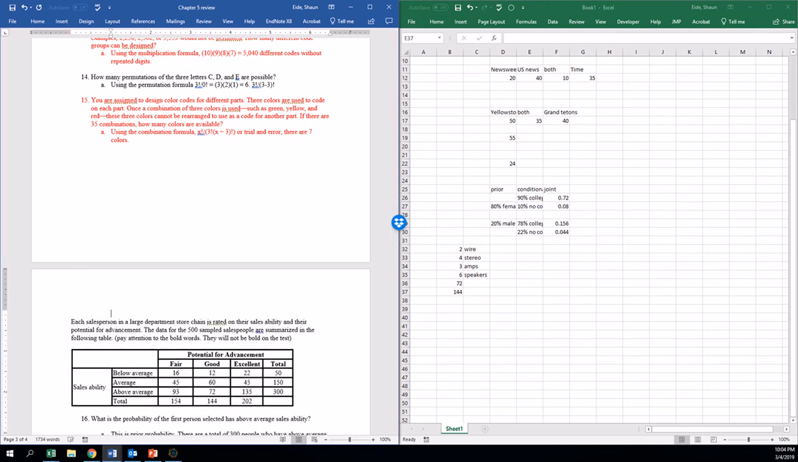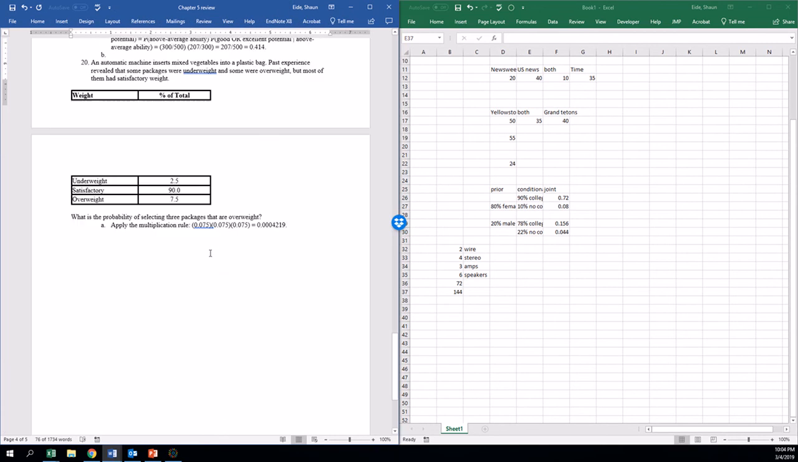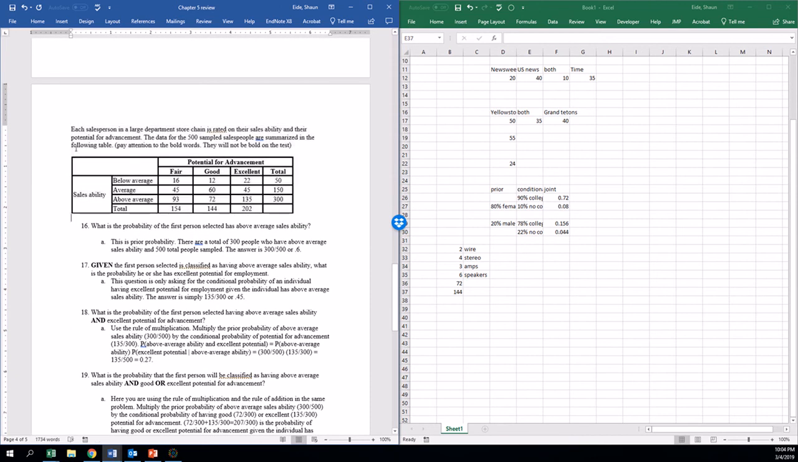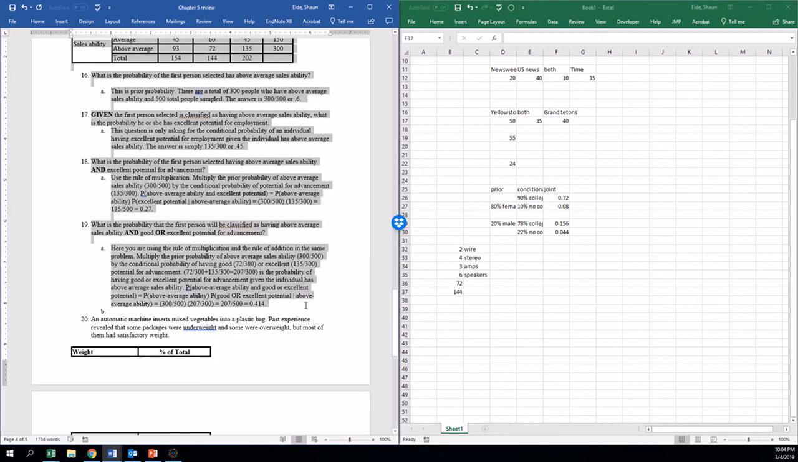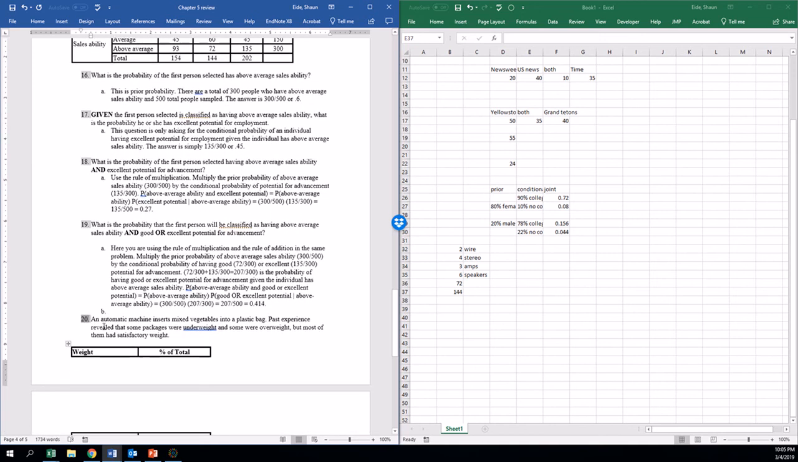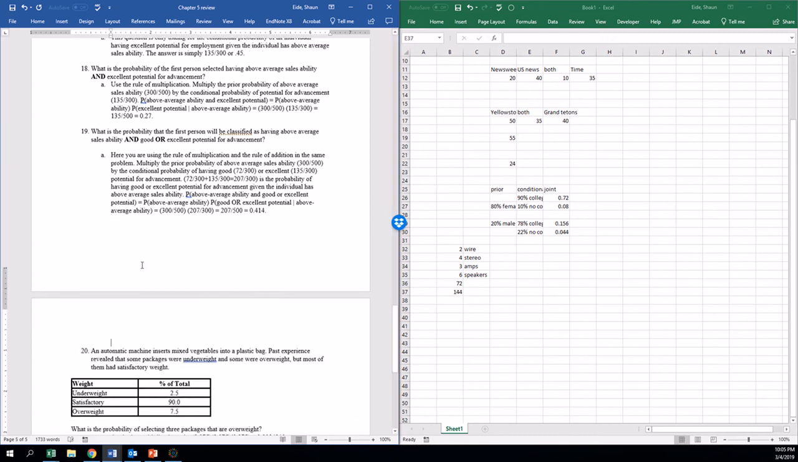Next, let's bring this down. Each salesperson in a large department store. We just went over this. I went over this in the previous recording. I went over all of these right here in the previous recording, and so this one on your sheet should be 17. So let's just assume that this one right here is 17.